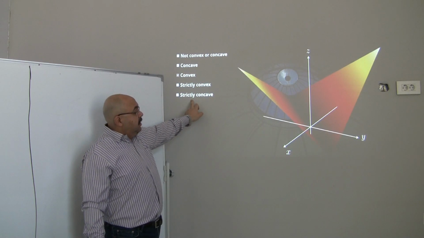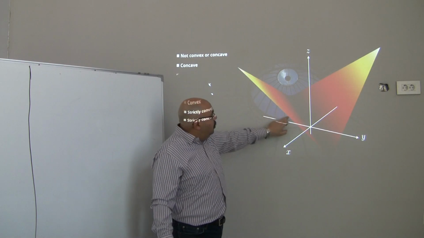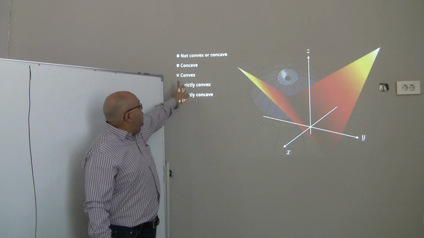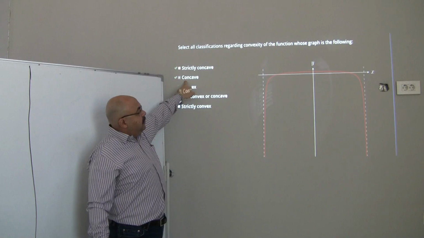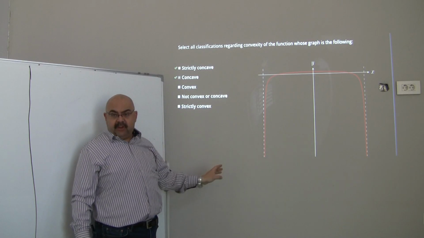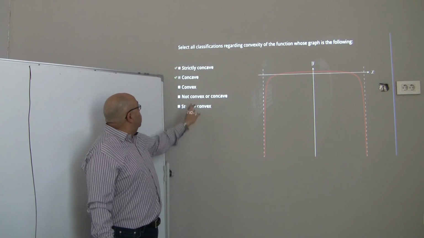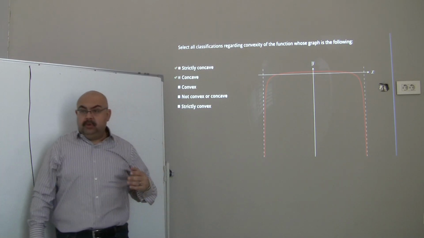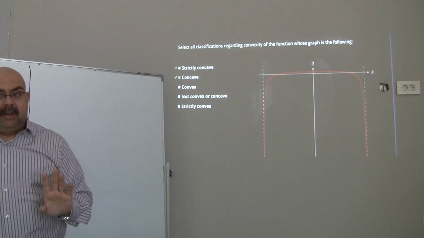Okay, for this one, as you can see, there are no points that are equal to each other, so it is a strictly convex graph. For this one, it's a strictly concave curve. So it's strictly concave and concave also, because we spoke about that, they will accept the two cases.